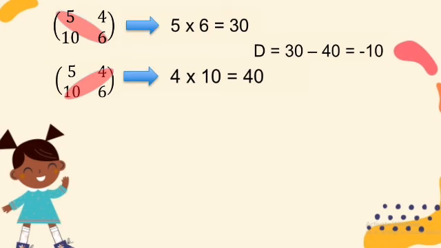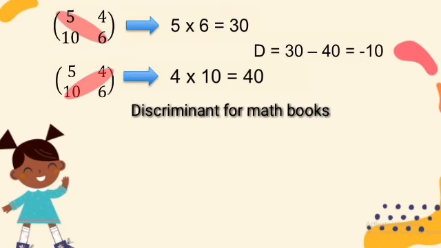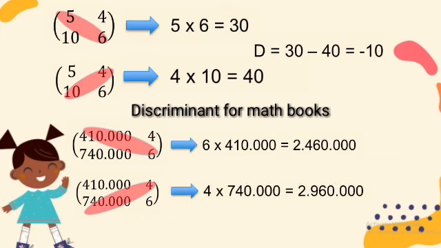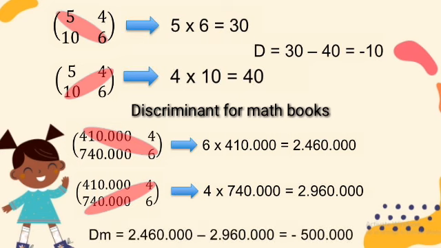Then we look for the determinants for mathematics books and biology books. To look for determinant M, that is the total price with the second column, using the same way, for the first diagonal 6 times 410,000 equals 2,460,000. For the second diagonal 4 times 740,000 equals 2,960,000. Then the first diagonal minus the second diagonal. 2,460,000 minus 2,960,000 equals negative 500,000.